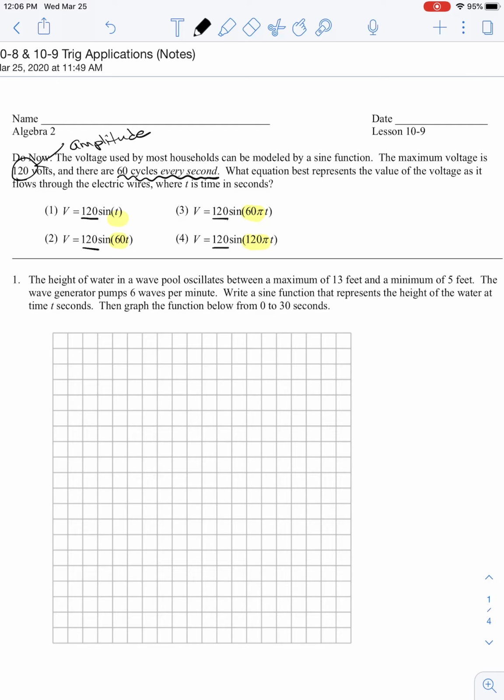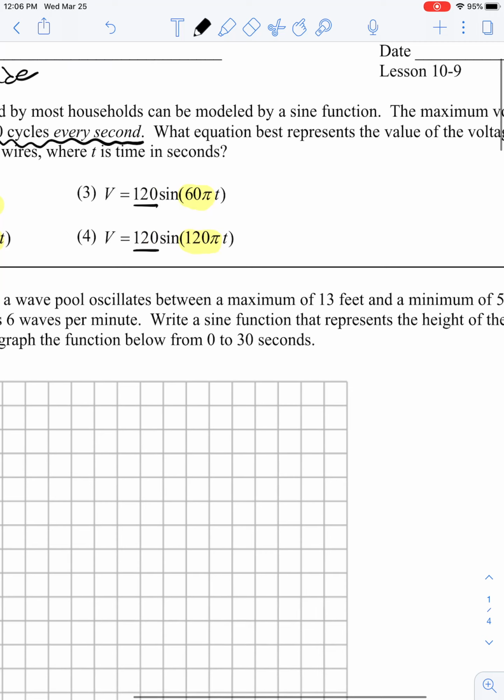Notice they don't tell me the frequency in the question, but they do tell me that there are 60 cycles in 1 second. But remember, the period is how long it takes to go through one cycle. So if there are 60 cycles in 1 second, I want to think about how long it would take to go through one cycle. So there'd be one cycle in 1/60th of a second. That's telling me the period.